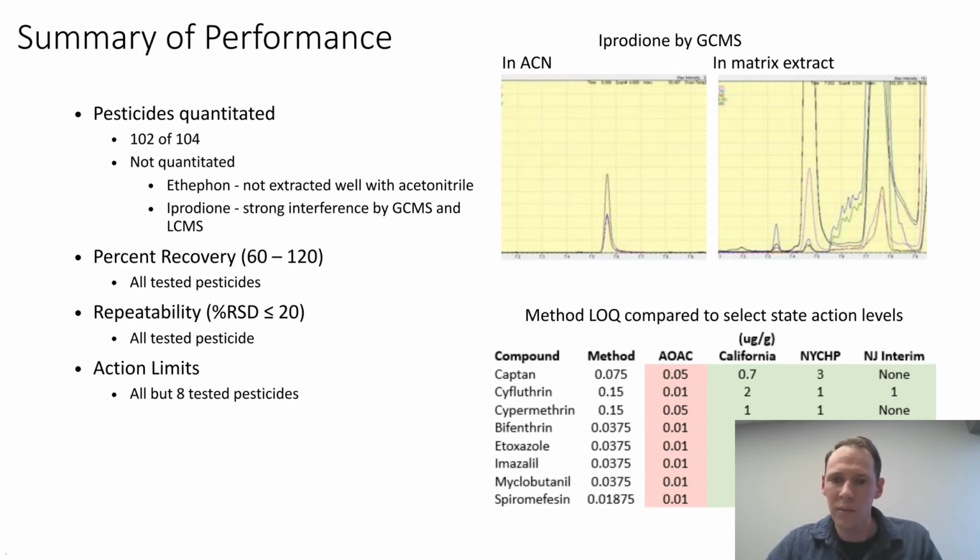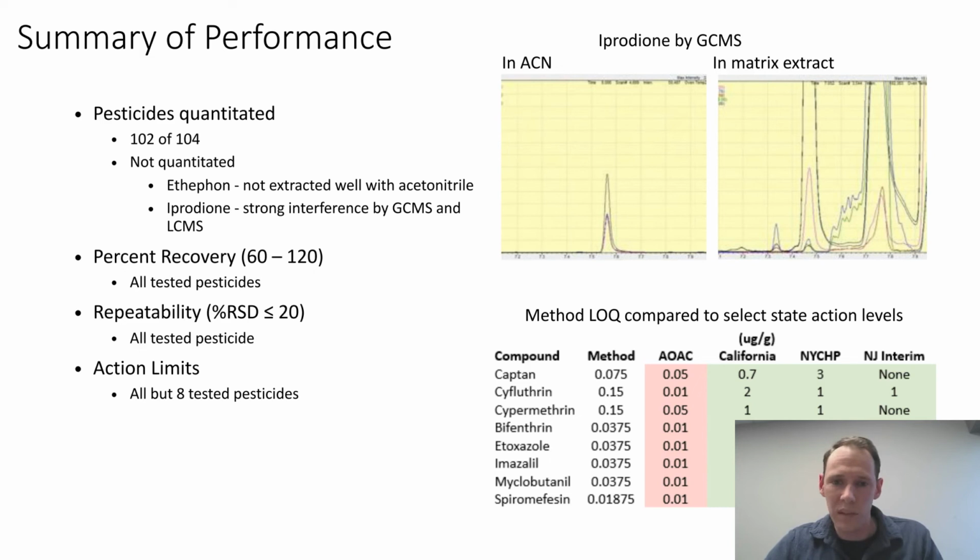And then also for the AOAC recommended action limits or limits of quantitation, there were a total of 8 pesticides which could not meet the action limits that were specified by AOAC as specifically being action limits that were based on a survey of the regulations in the United States and Canada, which was part of that SMPR.